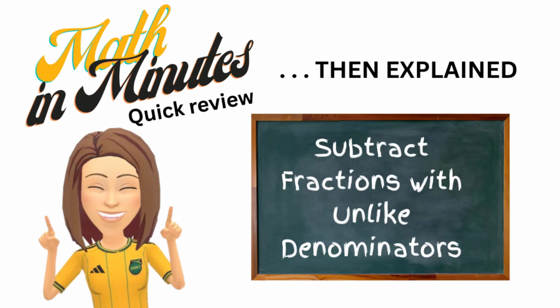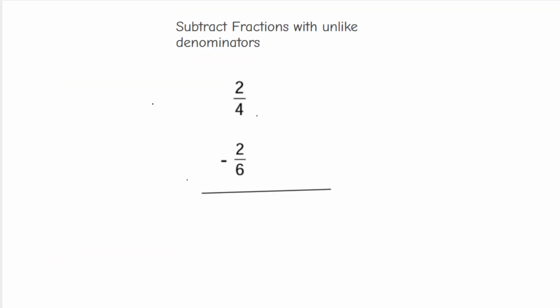Subtract fractions with unlike denominators. Let's get to it. Our number one rule: when adding or subtracting fractions, the denominator has to be the same. We cannot take 2/4 and subtract 2/6. They have to have the same denominator. How do we do that?